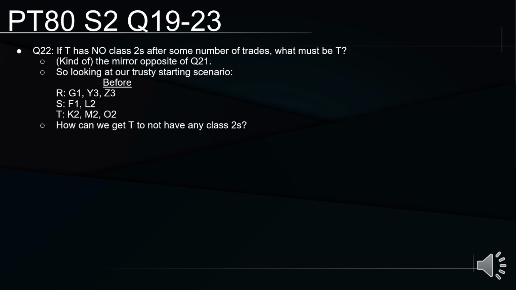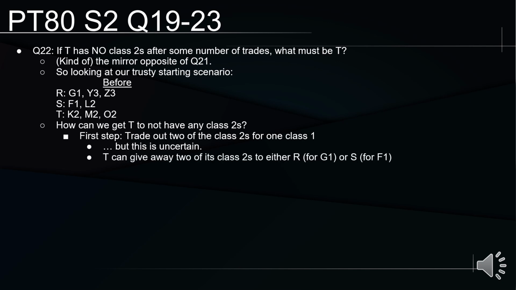Our goal before was to have R with only class 2s. Now our goal is to get T to get rid of all of its class 2s. So the first step, kind of like last time, I'm going to trade out 2 of the class 2s that T has for one single class 1. But this is uncertain. T can give away 2 of its class 2s to either R for G or to S in exchange for F. So either R or S can accommodate this trade.